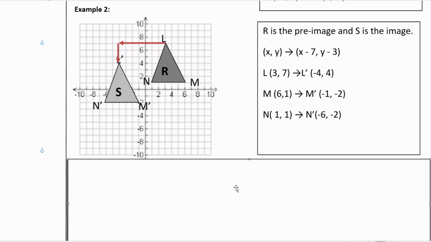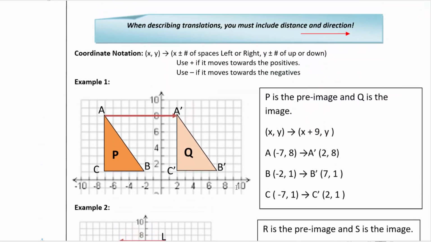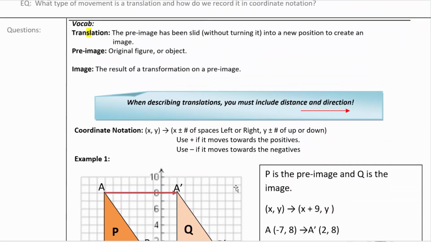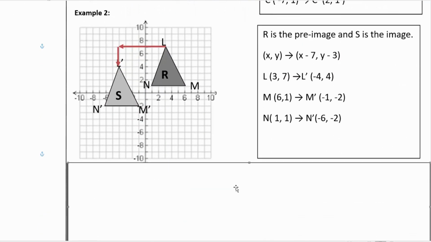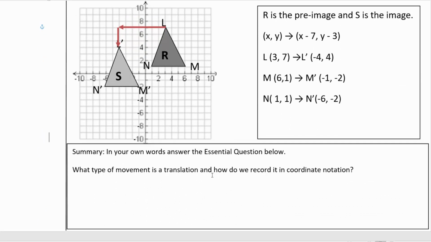To complete your video notes, we do want you to have all of this copied down into your notes. To conclude your notes, please take a moment to summarize in your own words to answer our essential question from this video. What type of movement is a translation, and how do we record it in coordinate notation? Once you have your summary written, take a picture of your notes and submit them on Canvas.